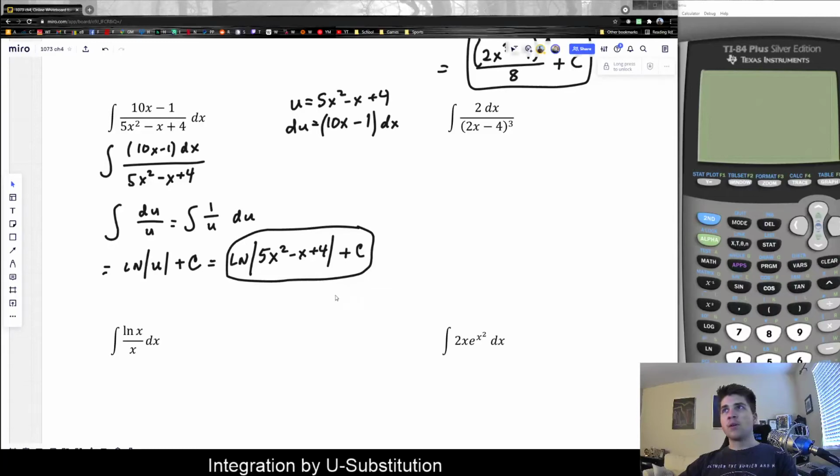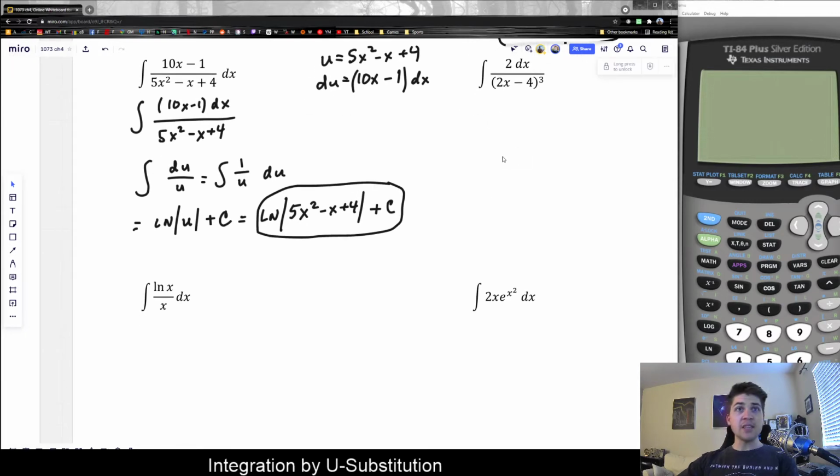Let's look at a couple more examples. I'll leave a couple of these for you to try on your own, such as this example 4. Sorry, these are not numbered, but let's look at example 4 and example 5. Now, this one, the antiderivative of the natural log of x divided by x with respect to x, is definitely a tricky one if you're not really sure what to look for.